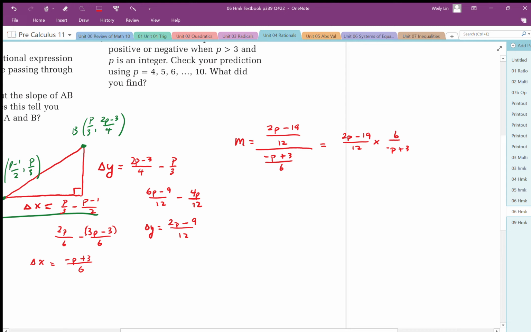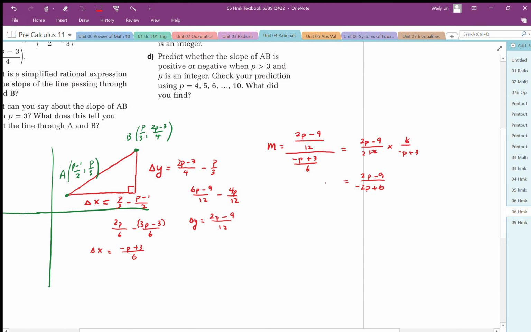Okay, so that's not 19, that's 9. We end up multiplying these together and simplifying common factors. There are no other common factors involved. So I end up with (2p minus 9) over 2 times negative p, so negative 2p, plus 6. There's my simplified expression. So that's part A. This is my slope.